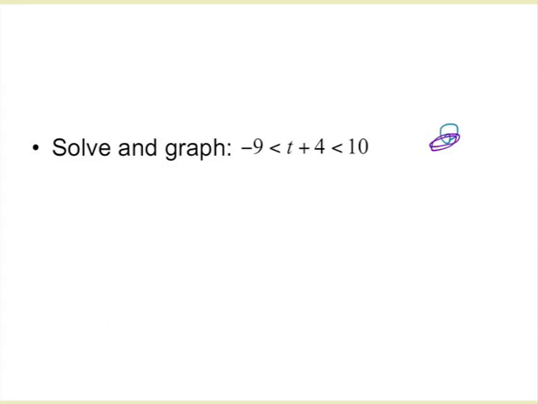Okay, so this one's pretty quick. There's only one thing to do to get the t alone. T is being added to a 4, so we need to subtract a 4 from all parts. So it's going to give me negative 13 less than t, oops, not less than or equal, just less than 6.